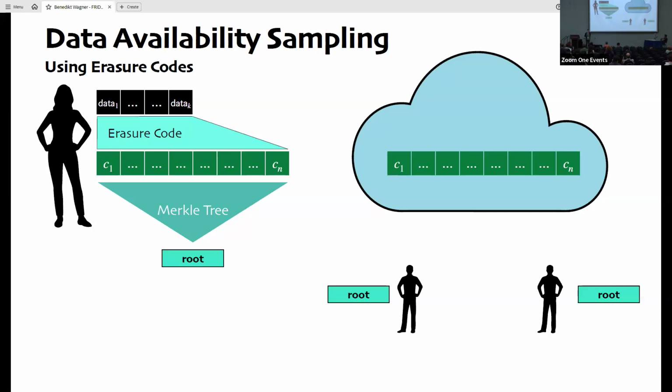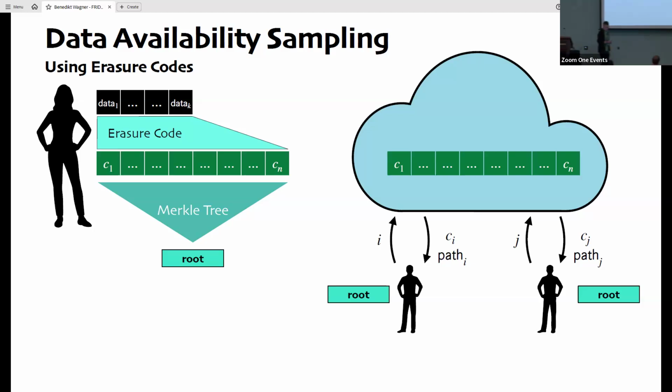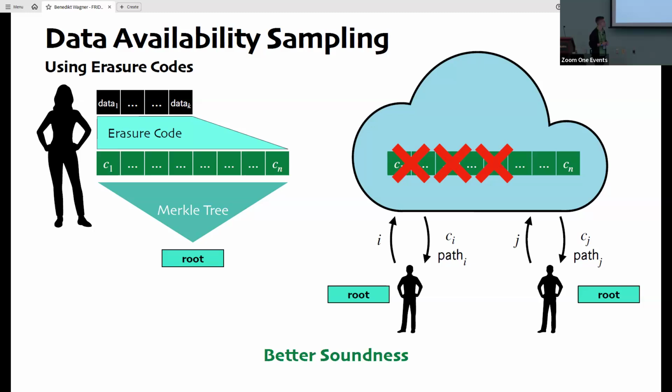Now, let's again try to make this unavailable and convince the clients that it is available. The clients, again, sample random positions and try to download these positions and then verify the Merkle path, same as in the previous construction. Now I want to make this unavailable, but because it's an erasure code, I need to delete at least half of this erasure code, if this is, for example, a Reed-Solomon code of rate 1/2. That means with every single query, I already have a constant probability of detecting this. So this is a much better system in terms of soundness.